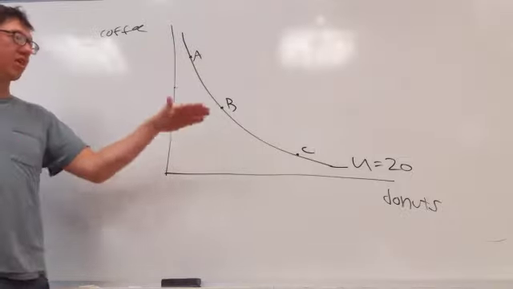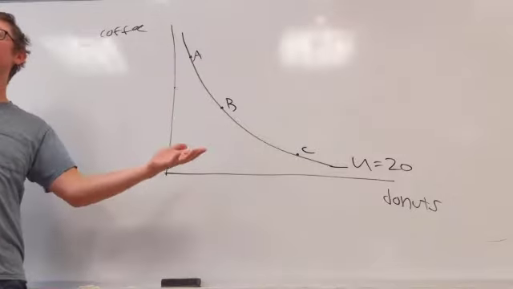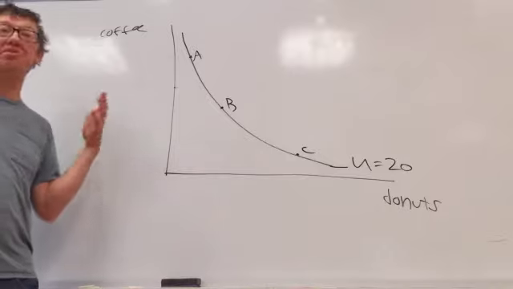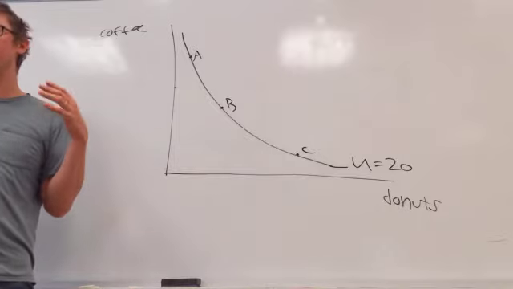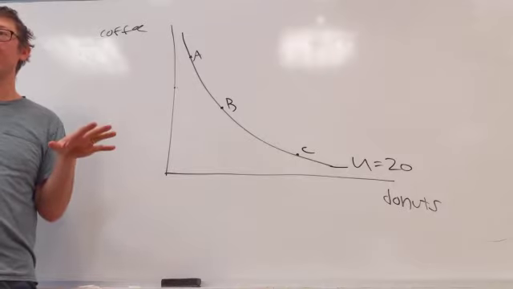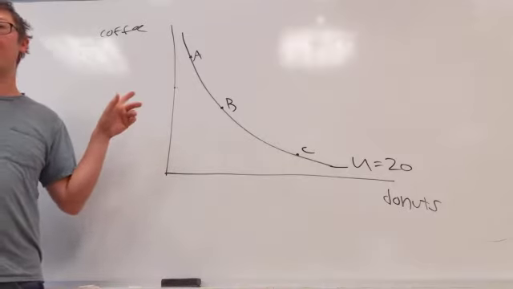So all the points along a given indifference curve give the consumer the same level of utility. The consumer is therefore indifferent between them, and that's why it's called an indifference curve. Make sense? I'll talk about why it has this shape momentarily.